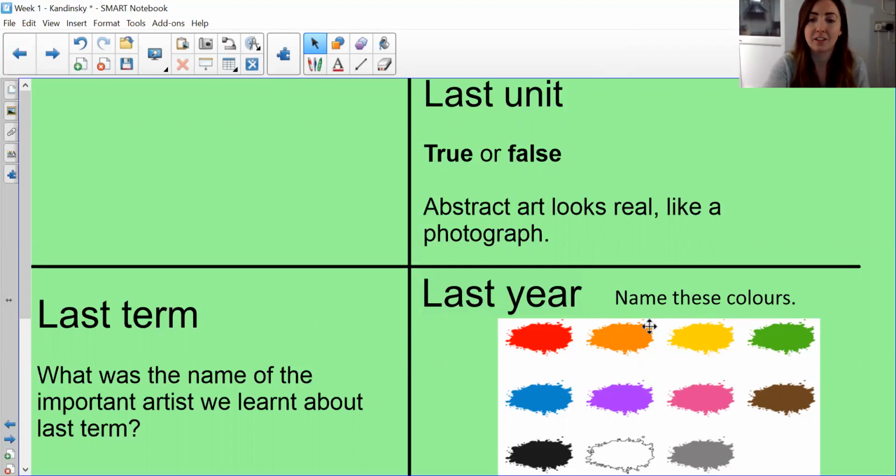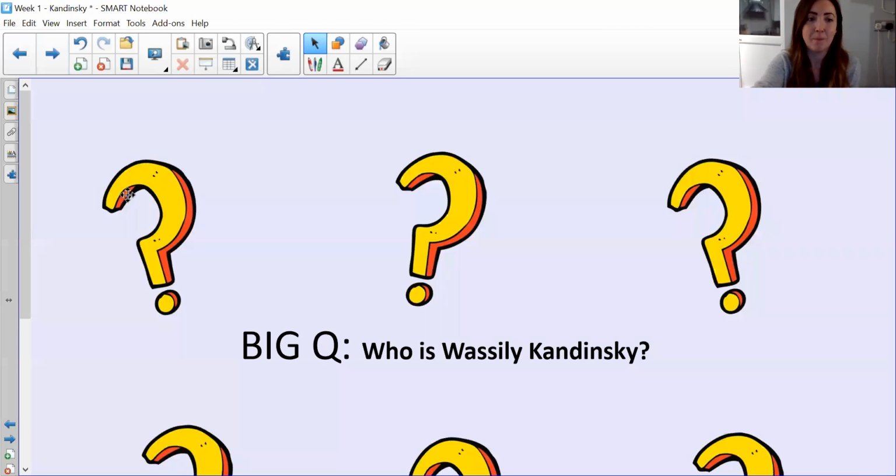And last year, name these colours. Hopefully we got these ones right. We have red, orange, yellow, green, blue, purple, pink, brown, black, white, and grey. Okay, so a big question. Who is Vasily Kandinsky?